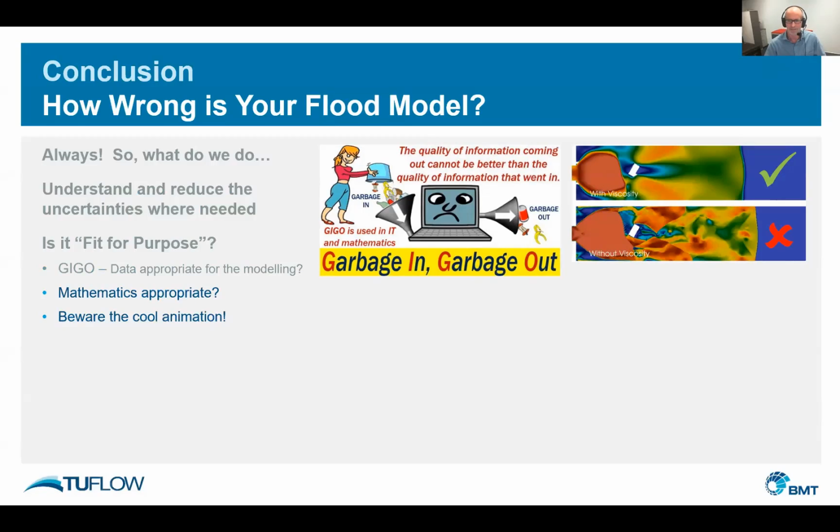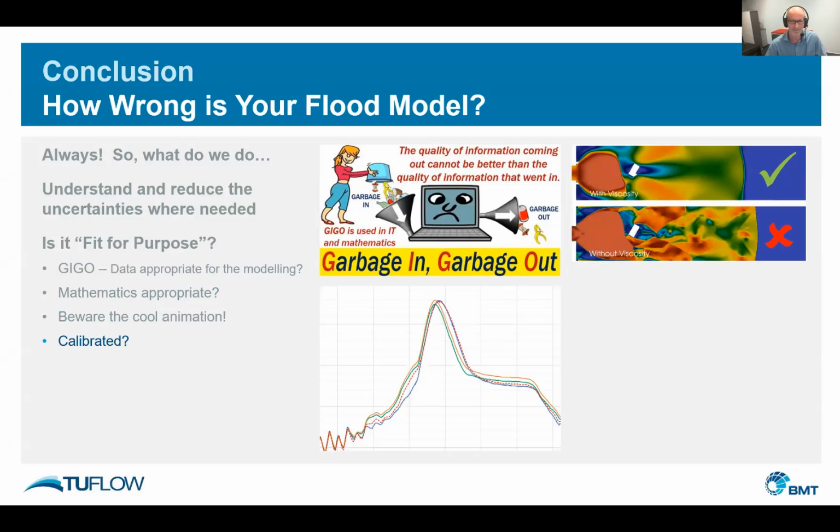Make sure your mathematics is appropriate. Sometimes the simpler schemes are fine in more benign flows, but if you have any major complex flows, fast flowing areas, you will definitely need to be using those higher level sophisticated solvers. And of course, beware of the cool animations. They can be very misleading. They look good, but they can be misleading.